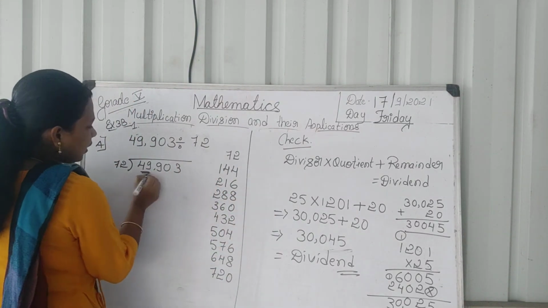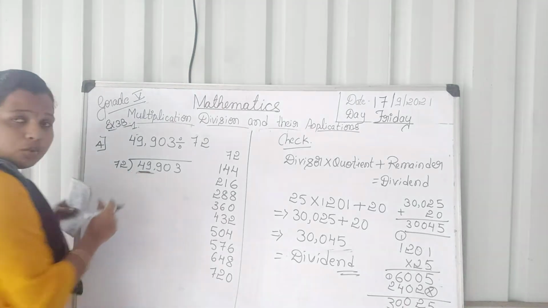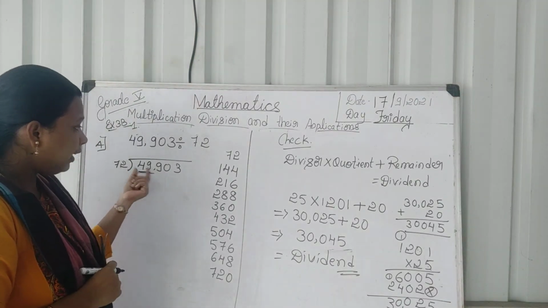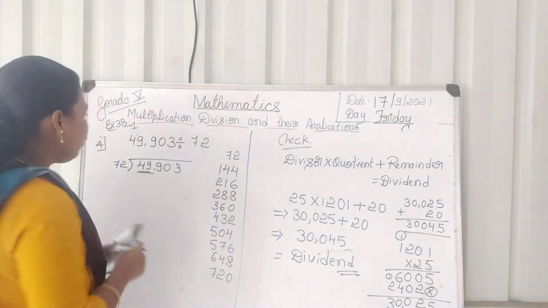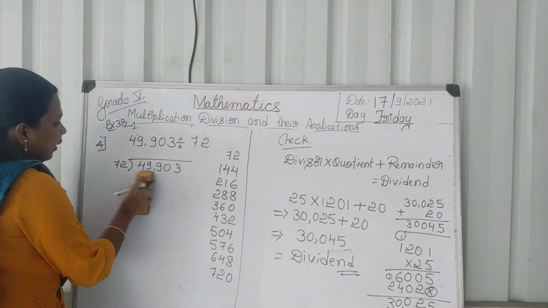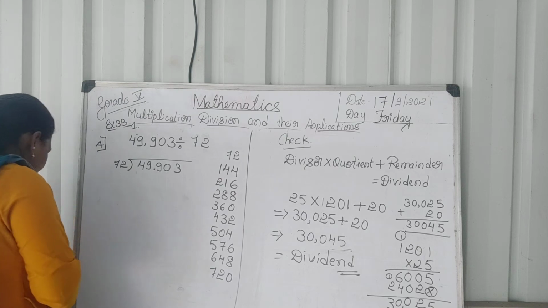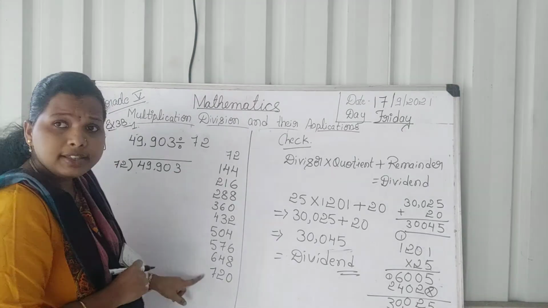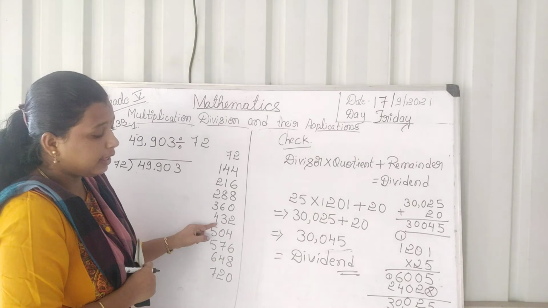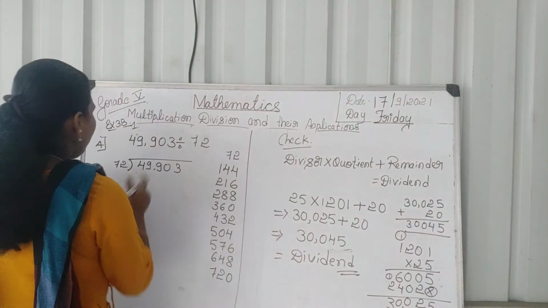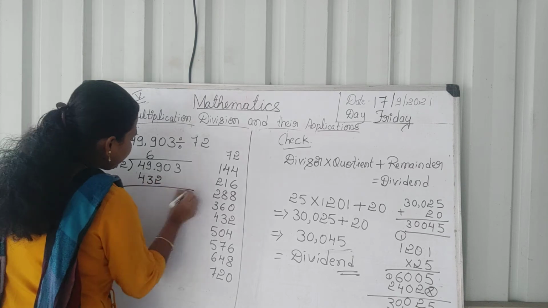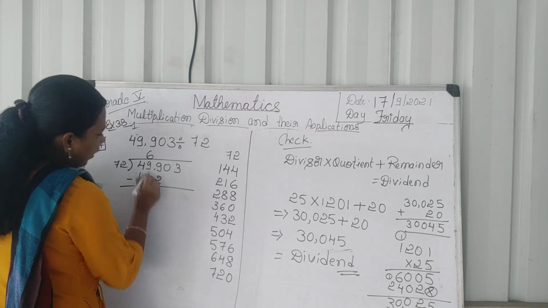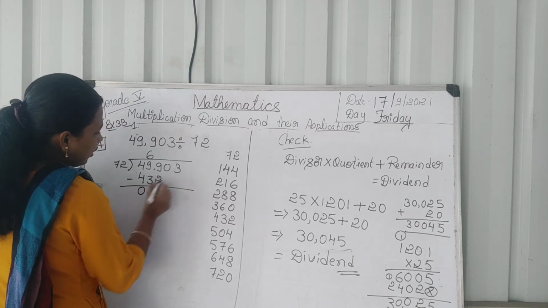Now the divisor 72 is 2 digits. Take the first 2 digits. If we take 2 digits, it is less than the divisor. So at that time you should take 3 digits, that is 499. Now, less than 499 is 432. 72 sixes are 432. Subtracting: 9 minus 2 is 7, 9 minus 3 is 6, 4 minus 4 is 0.